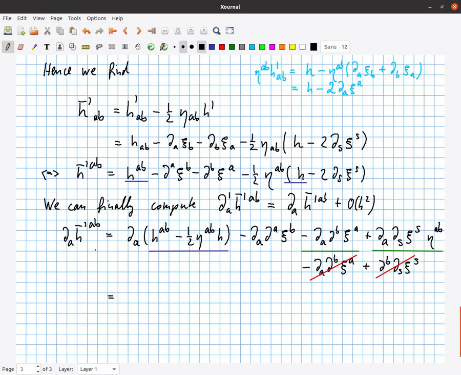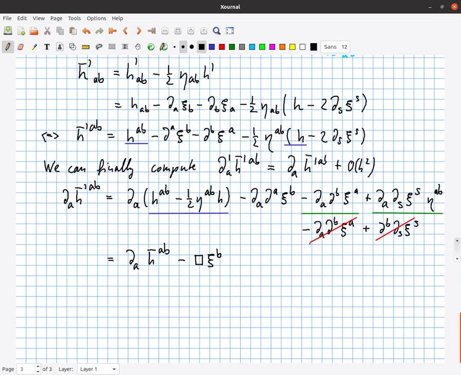Which means we have shown this object here is of course again the trace reverse tensor h bar^AB. This is now the guy with the bar, but without the prime, because the guy with the prime is on the left. Partial_A partial^A is nothing but our D'Alembert or the box operator. Let's write it out again. This is the equation we were after.